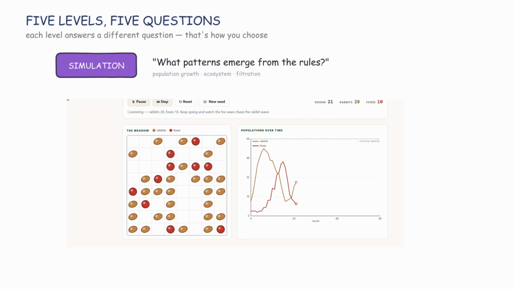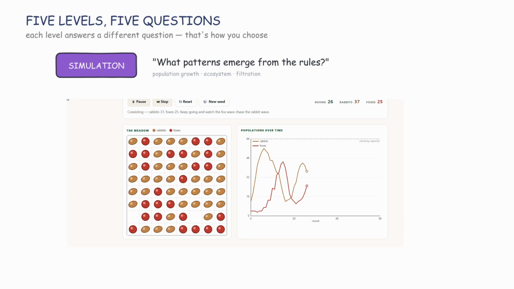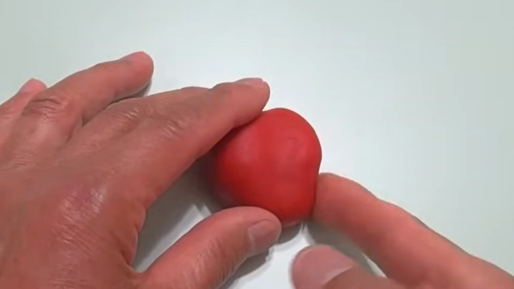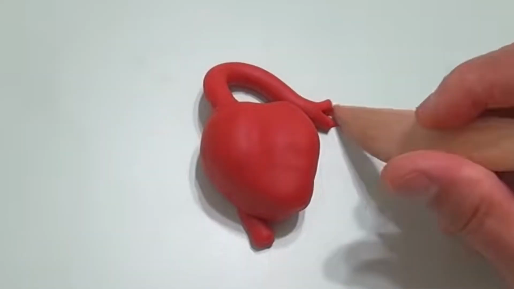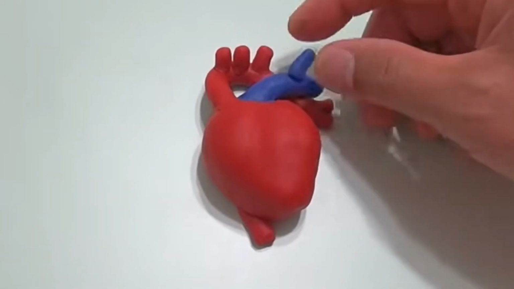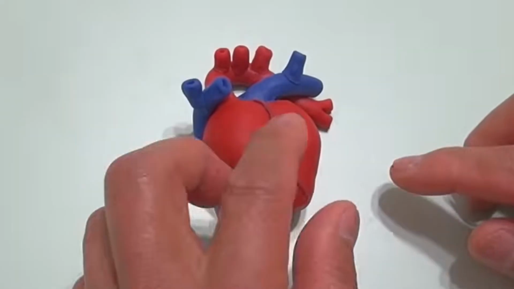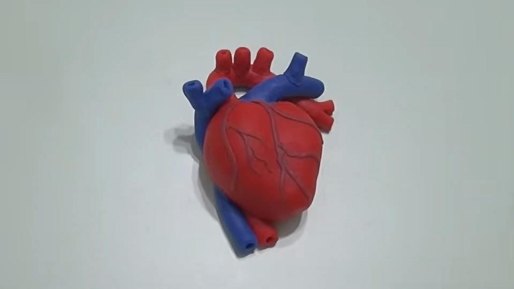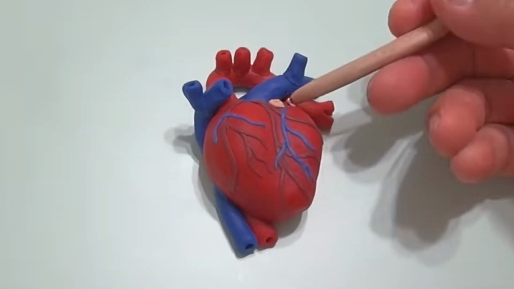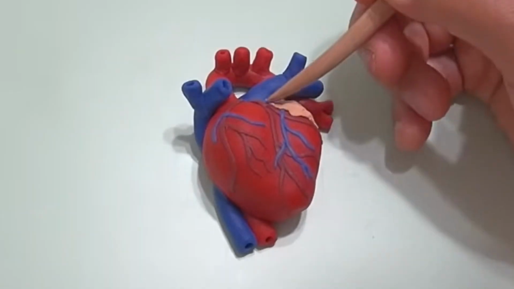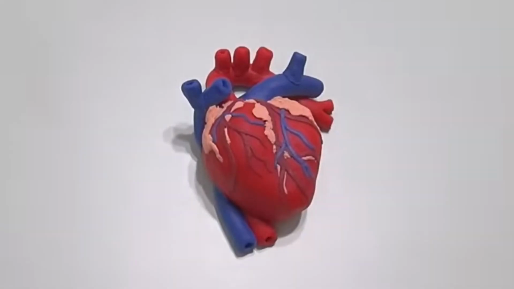Now watch one concept climb the whole ladder. The heart. Static. A clay heart. It answers, what does it look like? Where are the chambers? Perfect for naming parts. But ask it how the heart pumps and it just sits there.